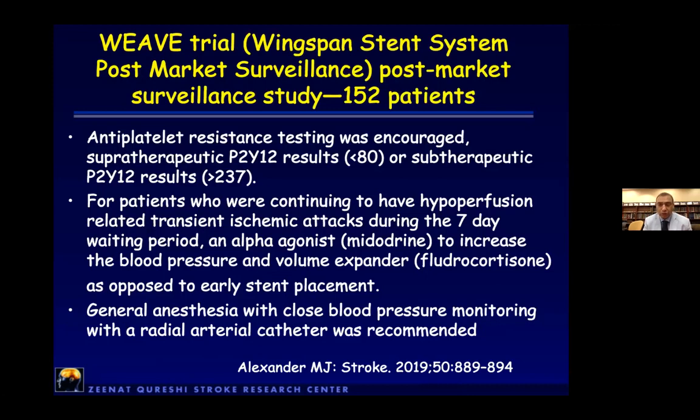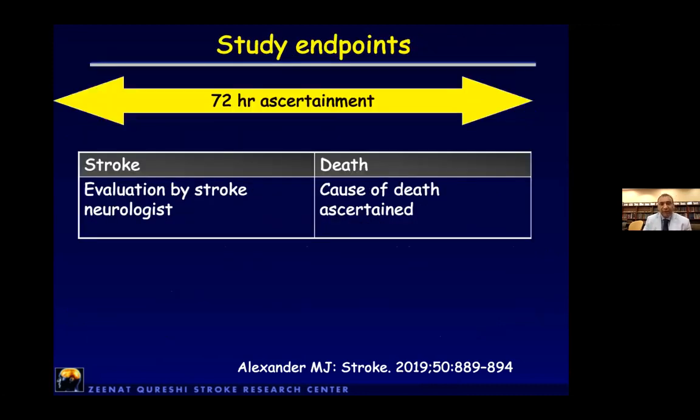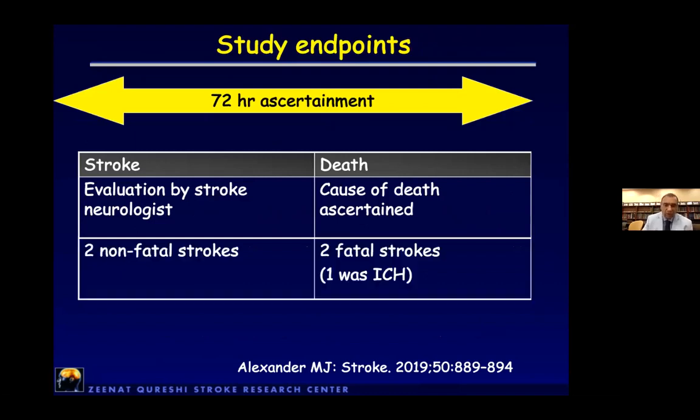In SAMMPRIS, you could use local or general anesthesia. This time, everybody needs general anesthesia. The trial was a short-term trial, just looking at 72 hours, at any stroke evaluated by a stroke neurologist, or death. Within 72 hours, the rate was very low: 2 non-fatal strokes and 2 fatal strokes. So really less than a 4% event rate, much lower than the rate seen in the SAMMPRIS trial, which may be because of the on-label criteria being used, or maybe because of certain things like antiplatelet resistance being tested before the procedure.